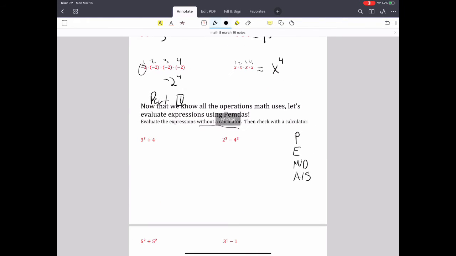So right here we have 3 cubed plus 4. Let's deal with this new stuff here. So we're going to do 3 times itself that many times. So 3.